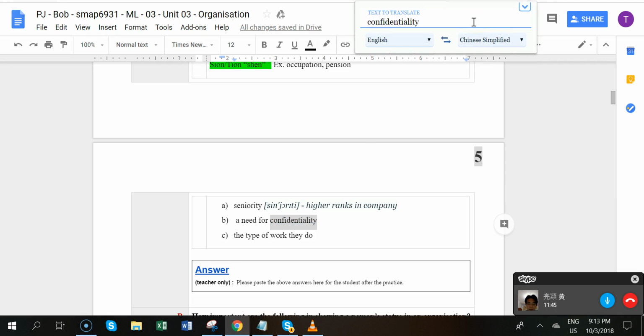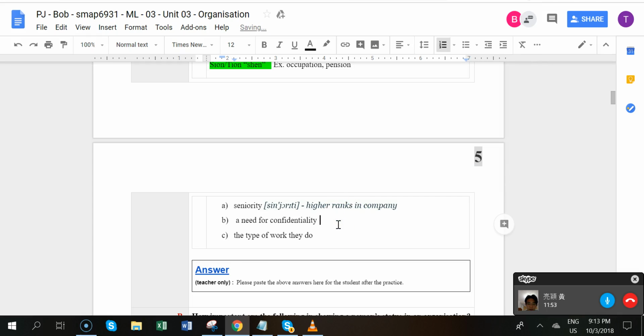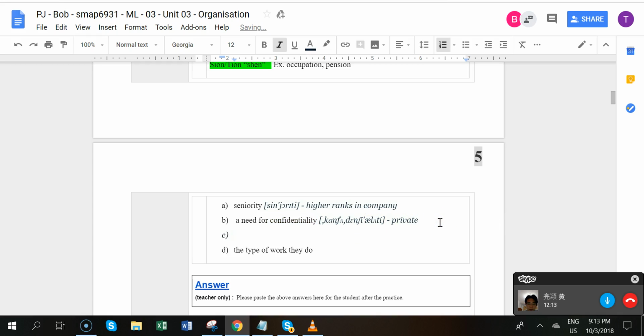Confident. Confidential data. It is private, right? Private. Okay, one more time. Can you read this one again? Once again. Confidentiality. Confidentiality. Yes. Okay. So before we proceed, can you give me an example sentence using the word confidential or confidentiality?